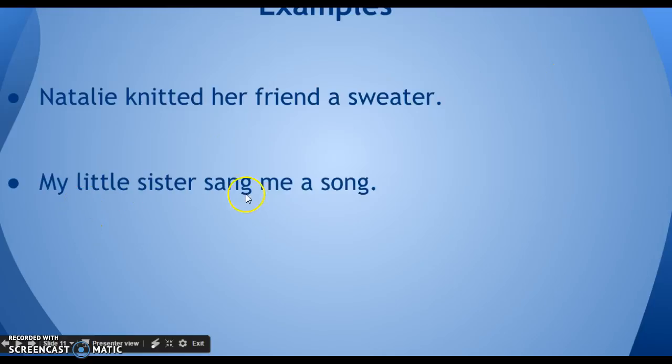So my little sister sang me a song. My little sister is the subject, sang is the verb. What did she sing? She sang a song. For whom did she sing it? She sang it for me. So me is the indirect object. The song is the direct object. The song is directly affected by the action. It's the thing that is being sung. Me is indirectly affected by the verb, because I am not actually being sung, but I am being sung to. So indirectly affected.